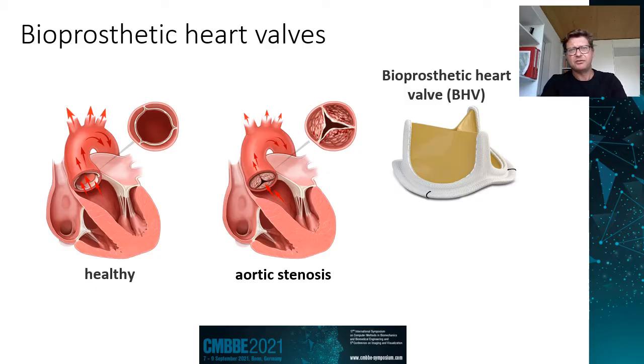So, bioprosthetic heart valves are used in conditions of aortic stenosis, like we see here. In aortic stenosis, the aortic valve is unable to fully open and it's obstructing the blood flow. Therefore, it has to be replaced by an artificial device like the one we see here on the right-hand side, a bioprosthetic heart valve. These valves work really well.